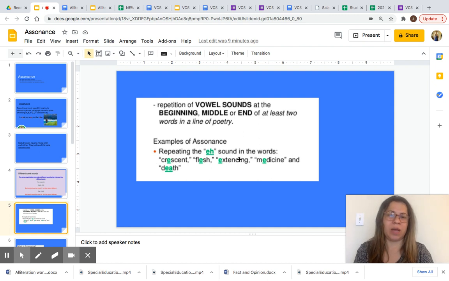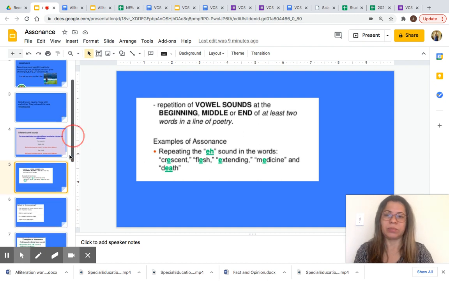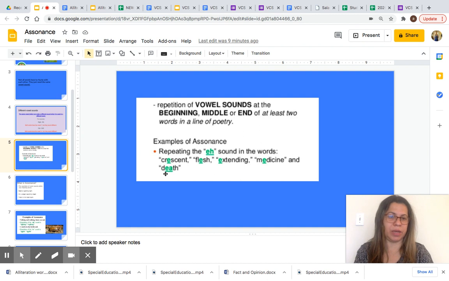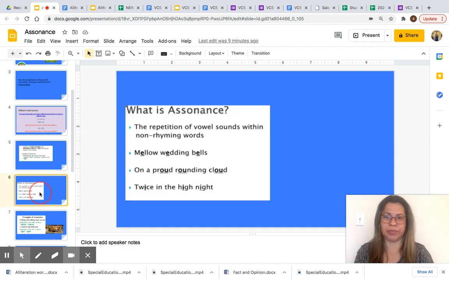Repeating the E sound in the words crescent, flash, extending, medicine, and death. Here it is assonance. The assonance here is created by the repetition of the letter E that is in green in the sentence. And I made it green so you can have a better understanding. So let's look at a few more examples of assonance in a sentence.